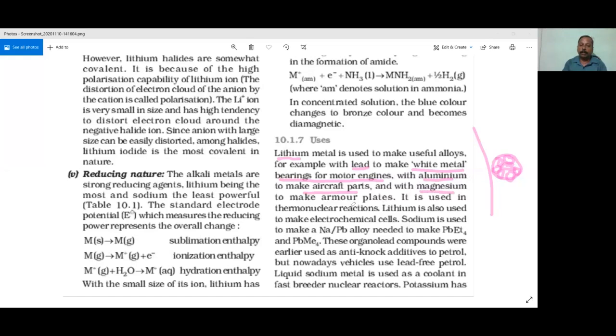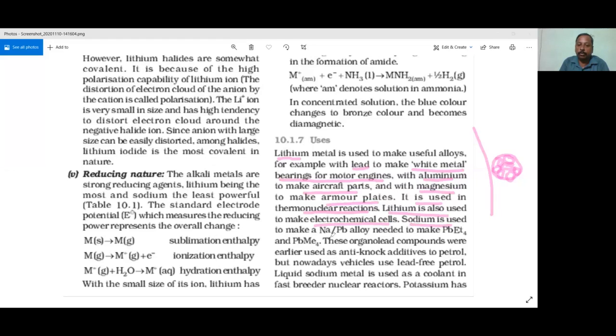With magnesium, they make armor plates, which means explosive. Next, it is used in thermonuclear reactions, meaning nuclear fission and nuclear fusion. Lithium is also used in electrochemical cells. Just now I told you, because of its more negative reduction potential, it is used in electrochemical cells.